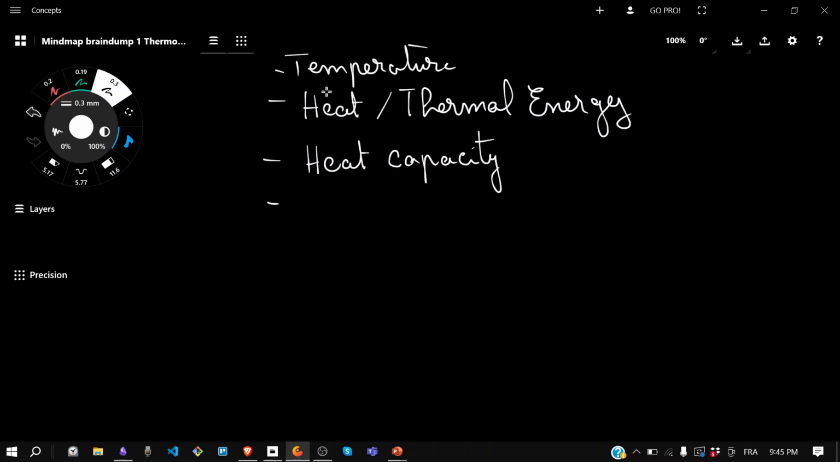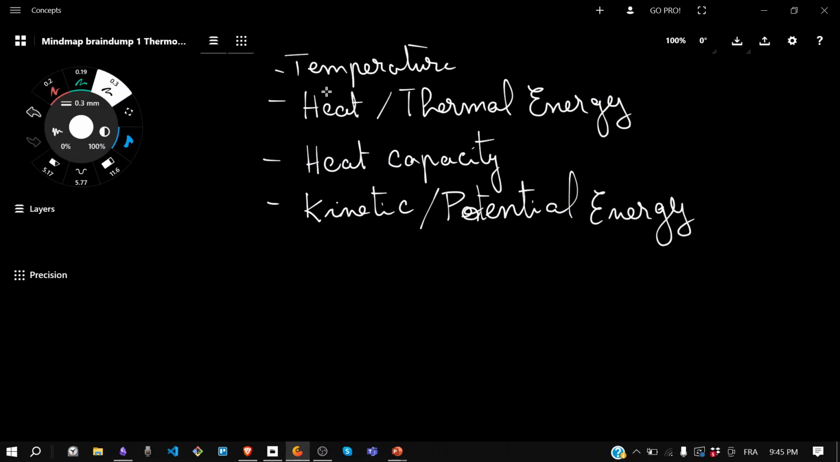Let's see. Kinetic energy. And we're going to put potential. Kinetic and potential energy can come hand in hand. We have the ideal gas model.